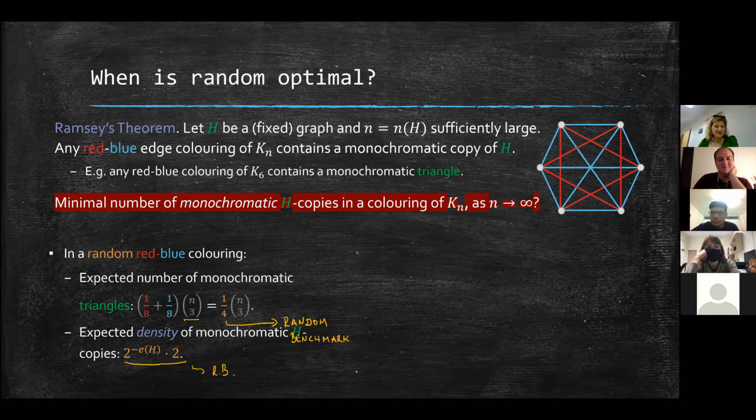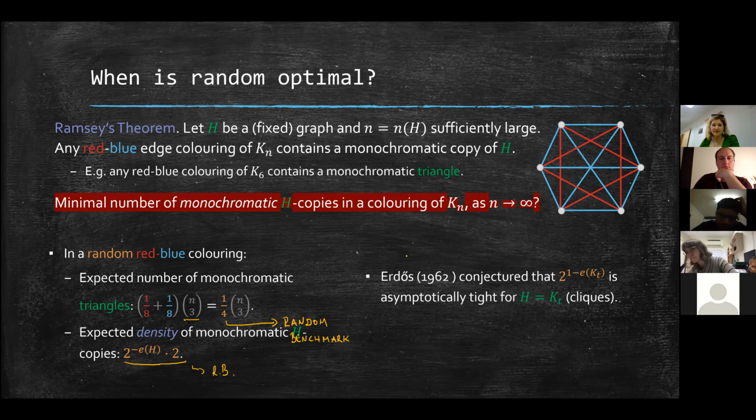So this is our random benchmark, what's achieved by a random coloring. Now the question is, are there colorings which beat this, in the sense that there are colorings with significantly fewer monochromatic H copies? In fact, Erdős conjectured that when the small graph is a clique, the answer is no. He conjectured that there are no colorings which perform better than the random one for cliques.